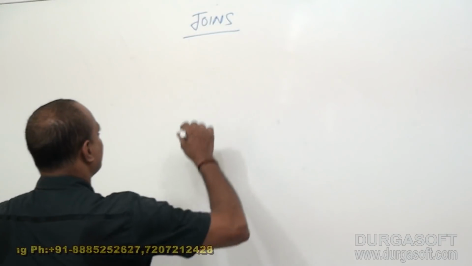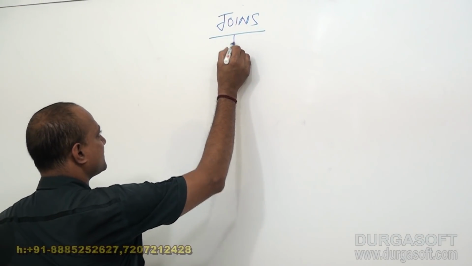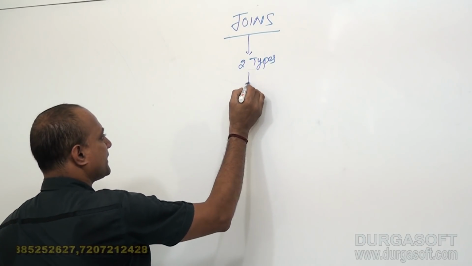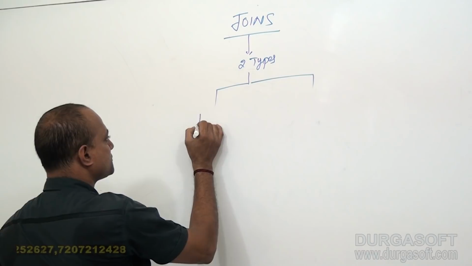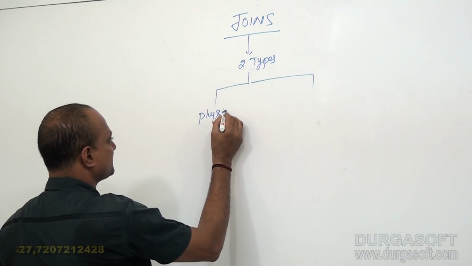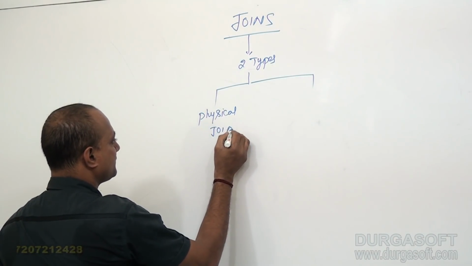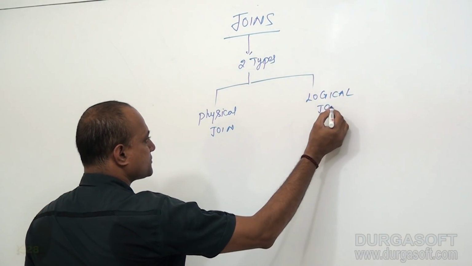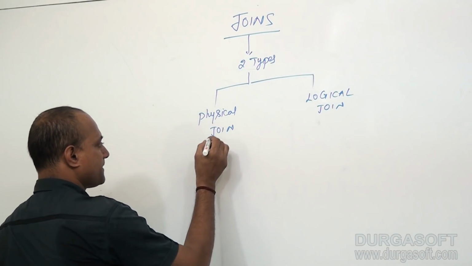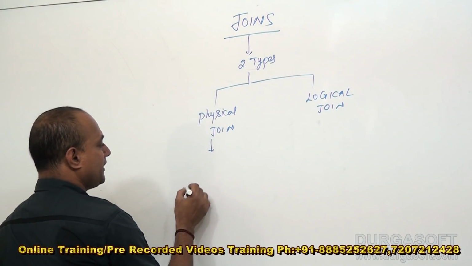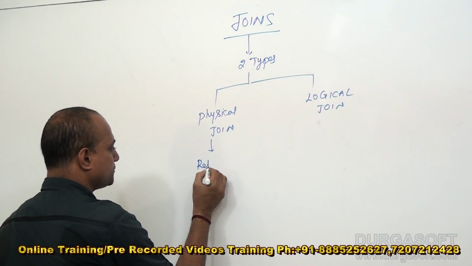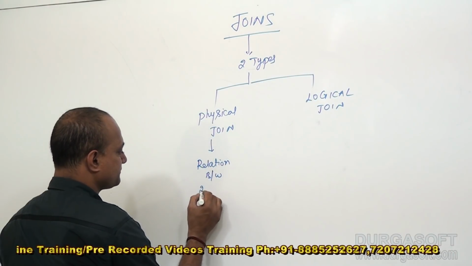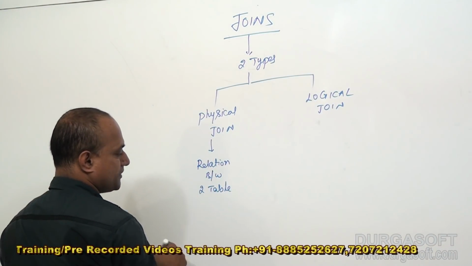Let me categorize the two types of joins. First one is physical join and then logical join. What is a physical join? What is a logical join? Physical join means implementing a relation between two tables. This is called a physical join.